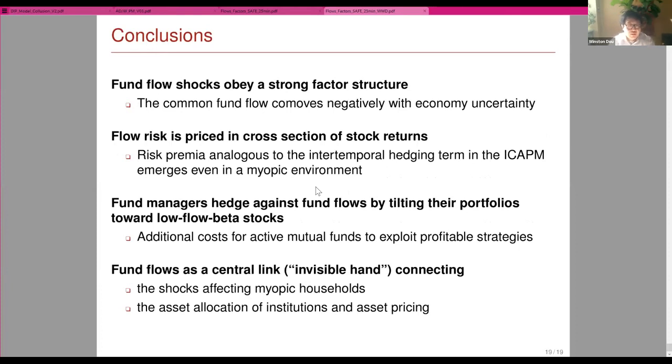And then we also show that fund managers really hedge fund flows by tilting their portfolios towards low beta stocks, low flow beta stocks. This adds additional costs for active mutual funds or institutional investors to exploit profitable strategies such as value and small strategies. And more importantly, at a high level, conceptually, the fund flows act as an invisible hand or central link connecting the shocks affecting myopic households and institutions' asset allocations and asset pricing in the capital market. Yeah, so that's it. Thank you.